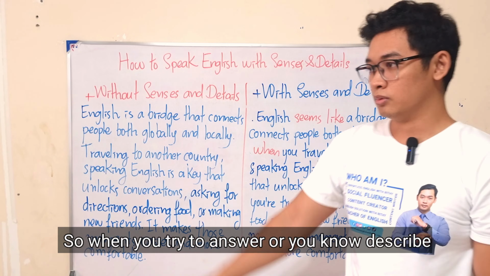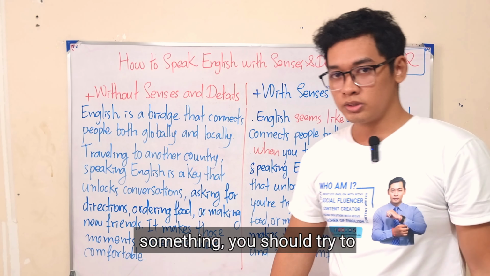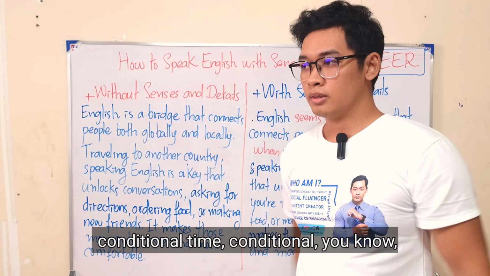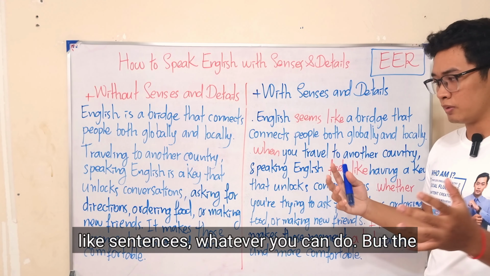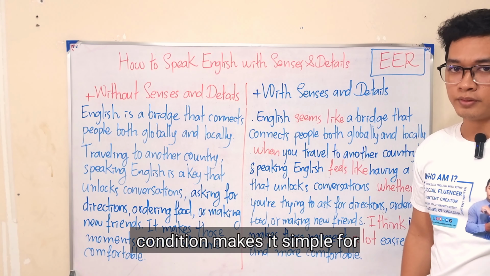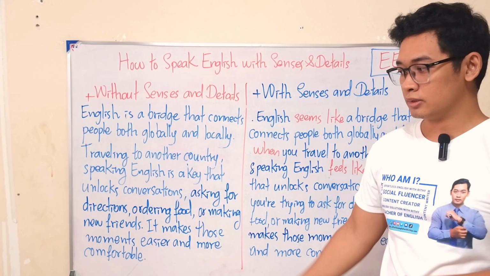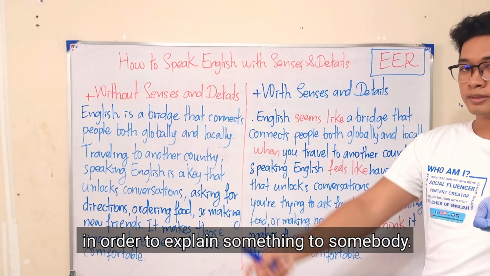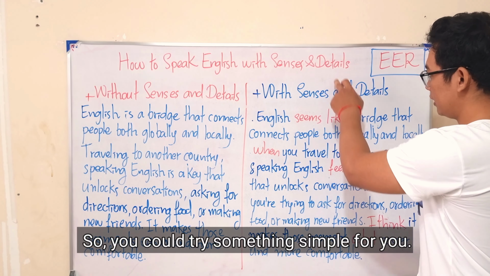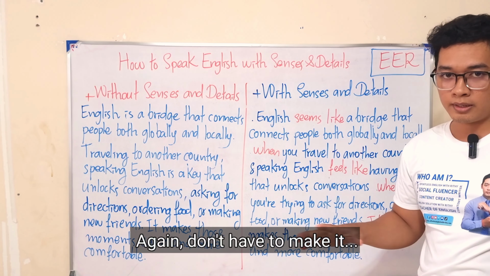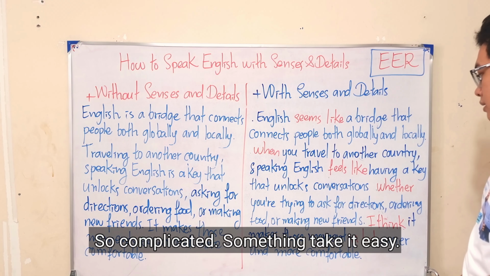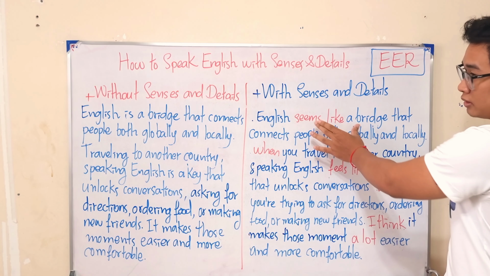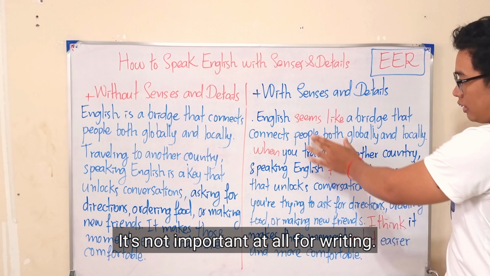So when you try to answer or describe something, you should try to give your details by connecting to your condition of time, condition of sentences, whatever you can do. But make the condition simple for yourself. If you are at the beginning, I don't suggest you try so hard by using a lot of conditions in order to explain something to somebody. So you could try something simple for you. Again, don't make it so complicated. Take it easy, just like that one. So seems like, feels like, there are some reasons would be useless. It's not important at all for writing.